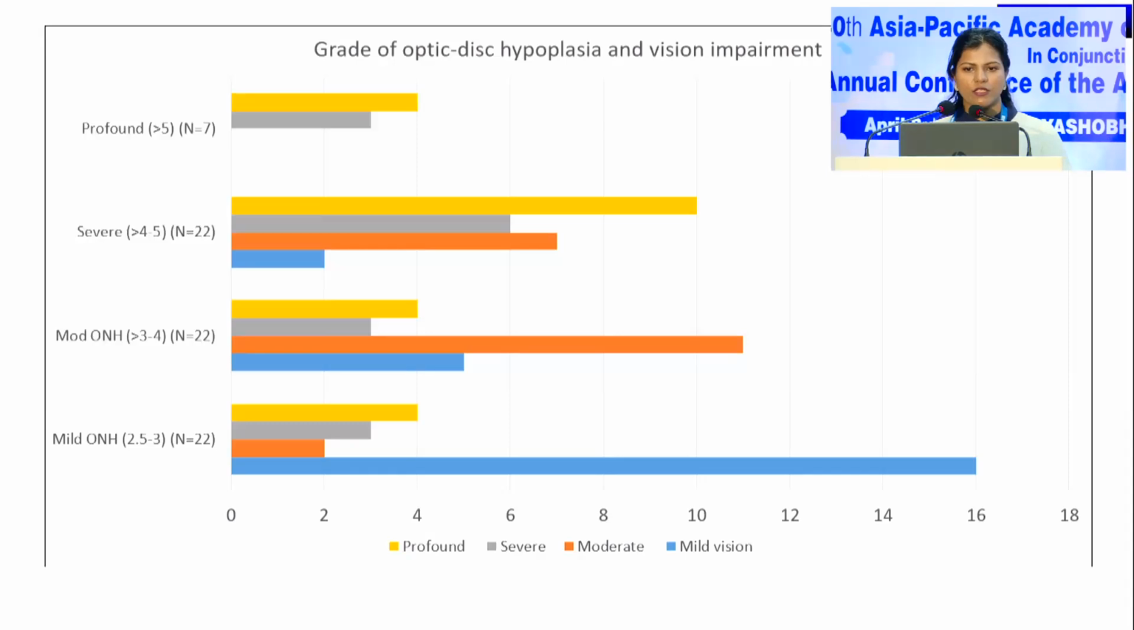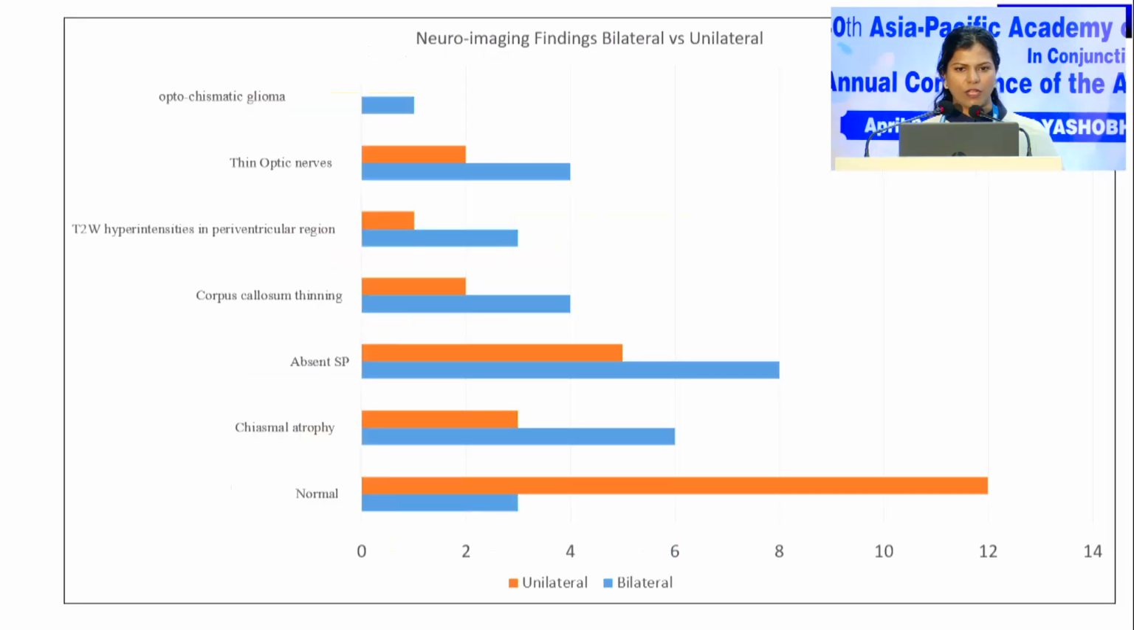When we graded patients and tried to do the correlation analysis based on vision impairment, like in this graph, you can see that the x-axis is showing vision loss: mild, moderate, severe and profound, while on the y-axis we have graded the optic nerve hypoplasia as mild, moderate, severe and profound. We can see there is a significant deterioration in the vision loss in bilateral optic nerve hypoplasia.